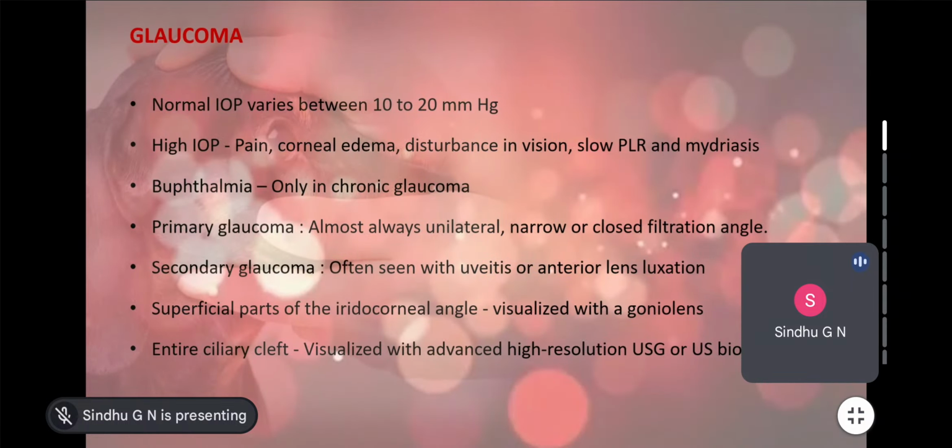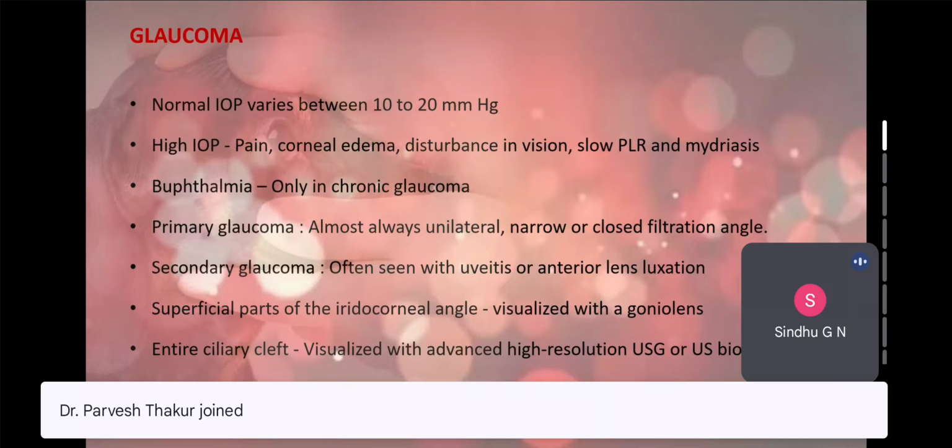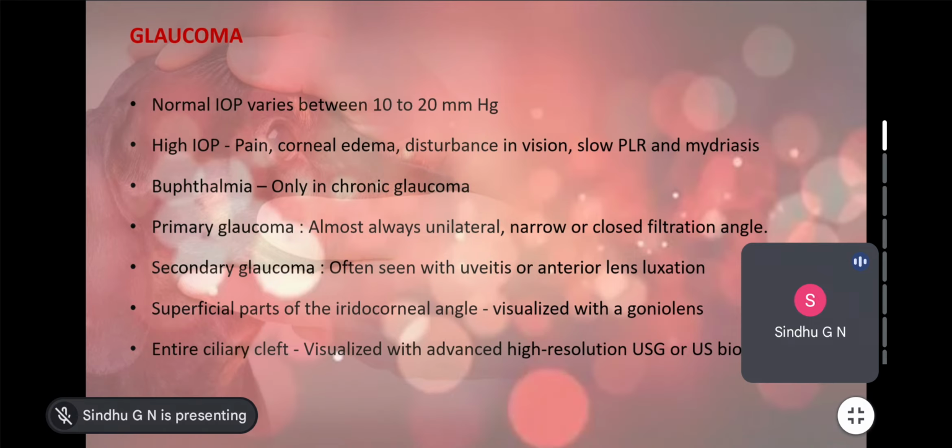Then coming to glaucoma. Glaucoma can cause redness of conjunctiva, cornea, and sometimes anterior chamber and iris also. So basically, it is the high intraocular pressure causing pain, corneal edema, disturbed vision, slow pupillary light response, and mydriasis or dilated pupil. And obviously, there will be buphthalmos in chronic cases of glaucoma. In acute phases, there won't be any swelling of the eyeball. Eyeball will be of normal size. Later on, when it is uncontrolled, only buphthalmos develops.